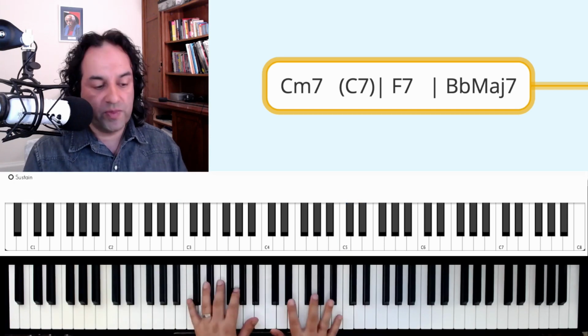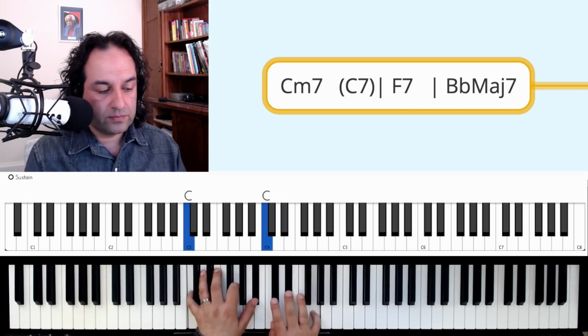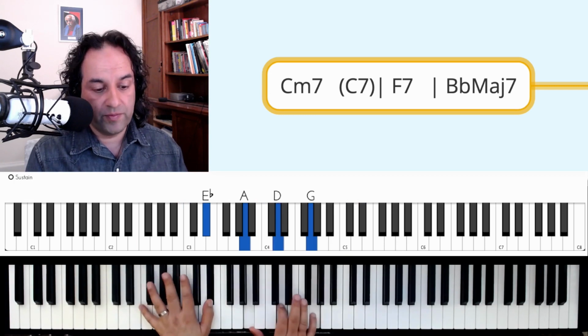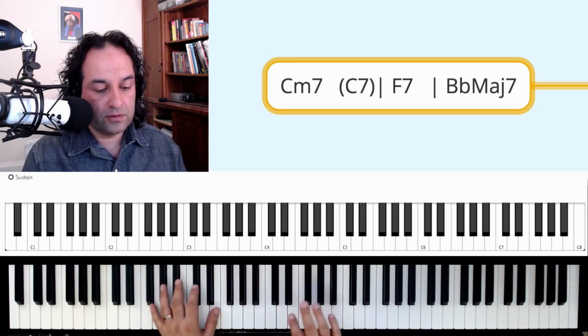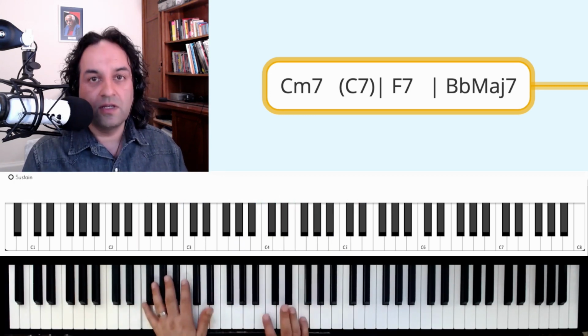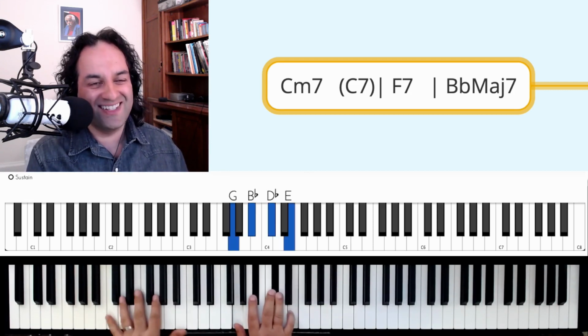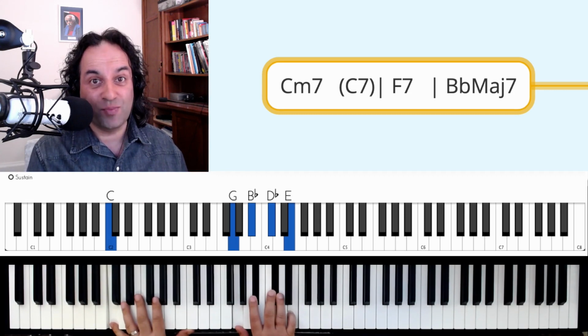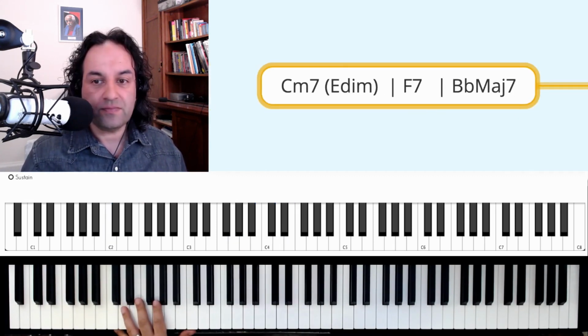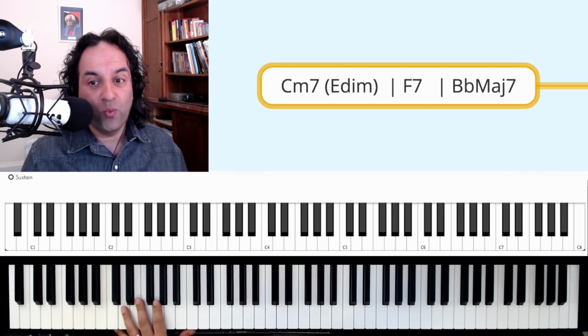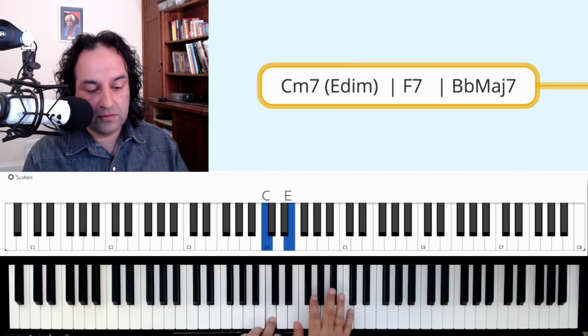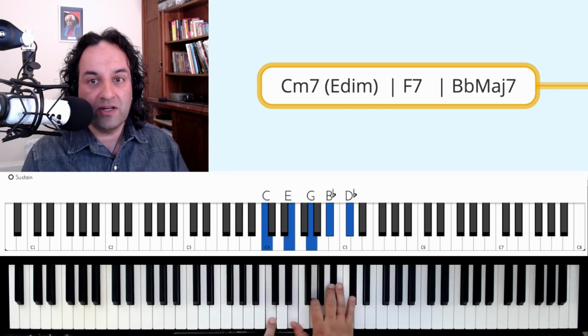So what used to just be 2-5 becomes a more C7 type of sound. I cheated on that one by mistake. But that's going to lead us on to the next possibility, which is using the E diminished. Why? Because C7, if we extend it to a flat 9, we get an E diminished.